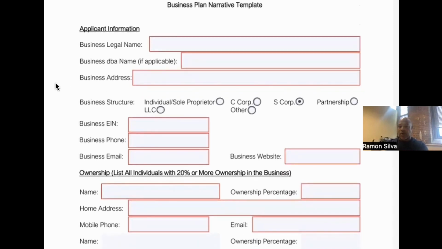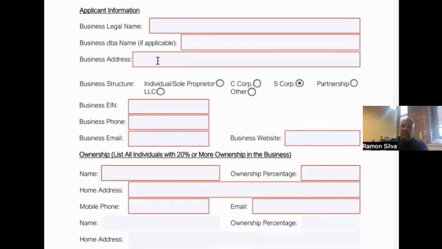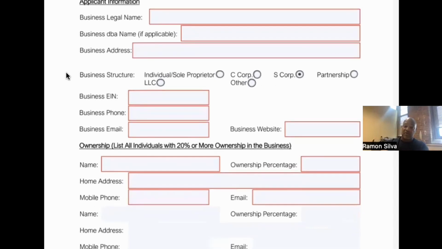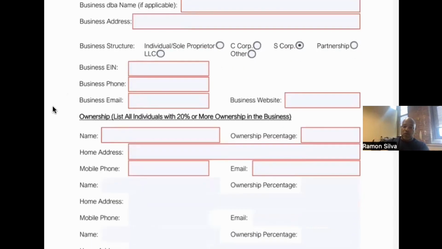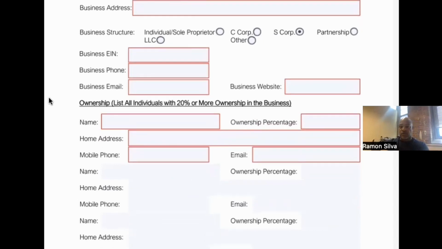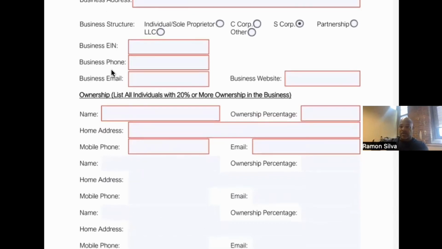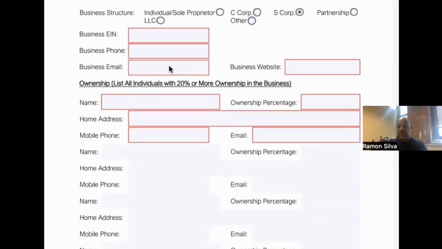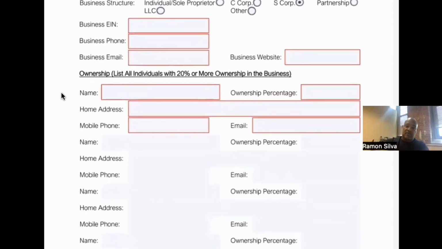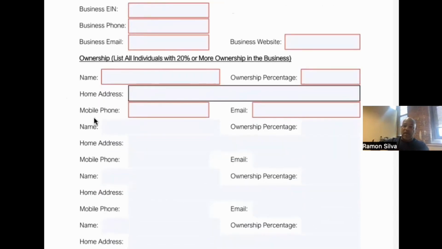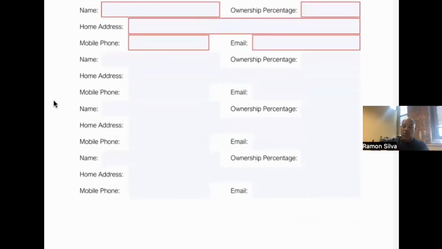If you're a sole proprietor, you may operate under a different trade name, or even if you're an LLC, you may have a DBA name that you do business as, the business's legal address, the business structure, your business EIN, which if you're a sole proprietor, may be your social security number, or perhaps you have a separate EIN number that you apply to for the IRS. Your business phone can be your cell phone, your business email, your business website, if you have one. And then ownership of your business for anyone who owns 20% or more of the business.